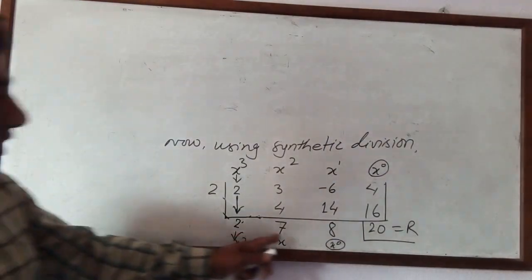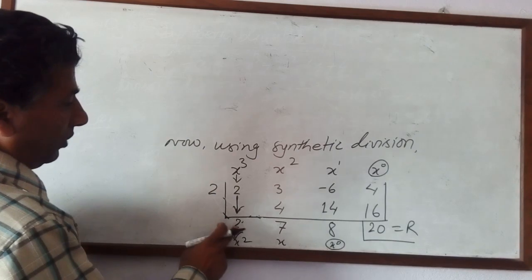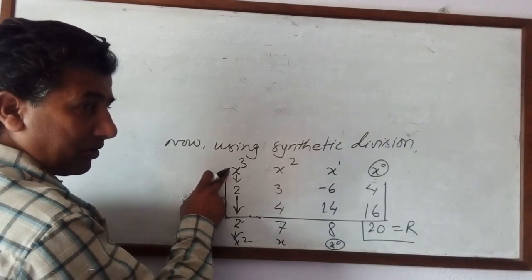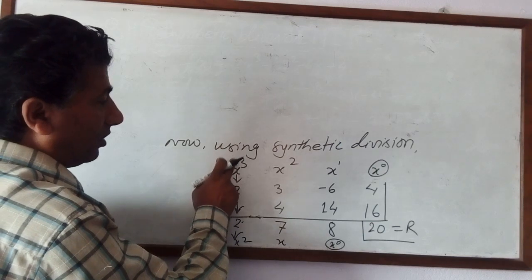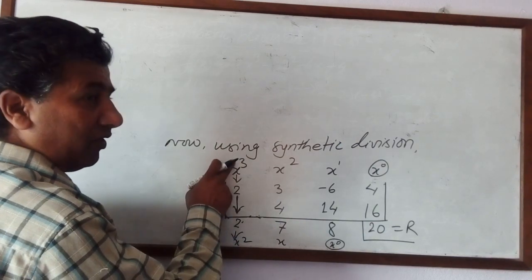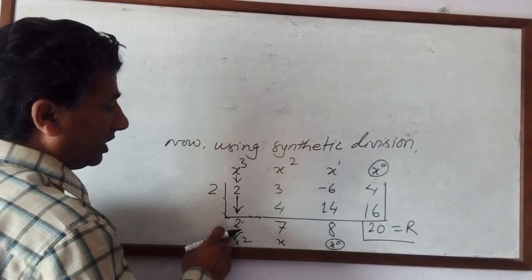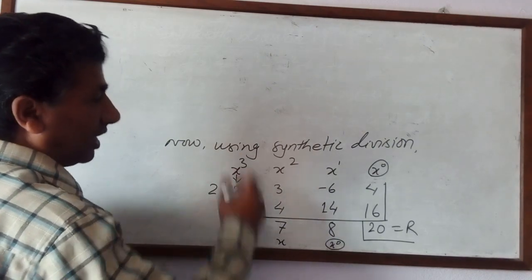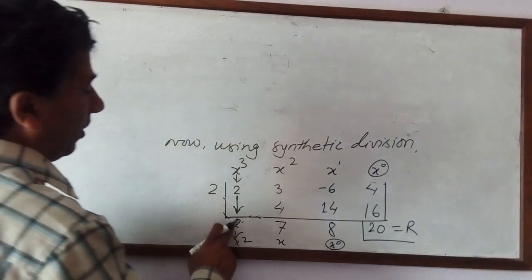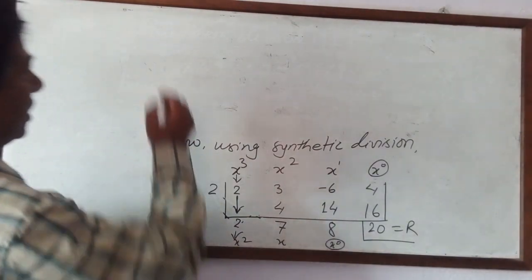Now here we have 2, 7, 8. With this 2, there is x power 3. Reduce the power by 1 and it becomes 2. If it were 4, reducing by 1 would give 3; if 5, it would be 4. Like that. Then this will be the quotient.